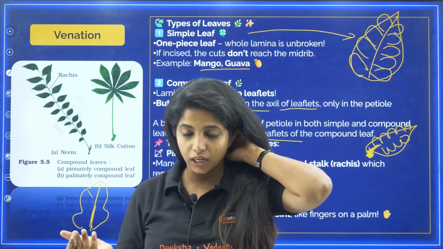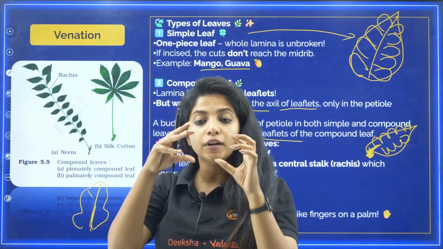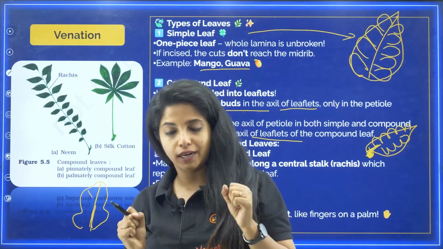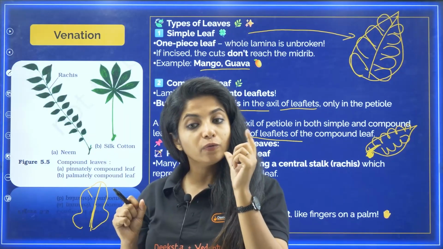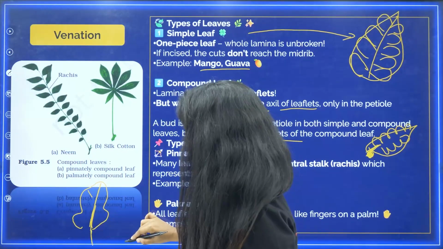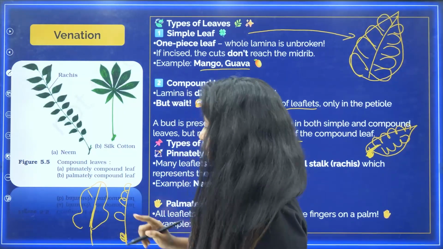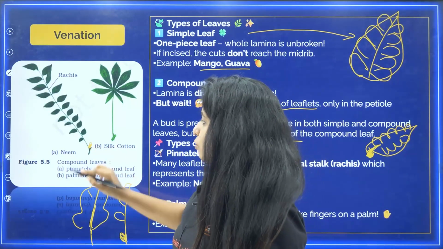Now you have the compound leaf, where the leaf is divided into small leaflets. Will these leaflets have buds? No. All of them will be connected together with the help of a petiole, my dear children. At the base of the petiole, you will have a bud. Over here, you can have a bud.